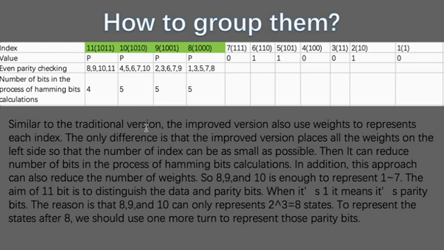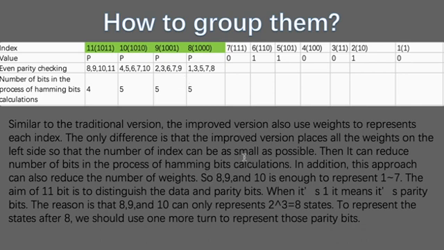Similar to the traditional version, the improved version also uses weights to represent each index. The only difference is that the improved version places all the weights on the left side so that the number of index can be as small as possible. It means 127 is used to store all the data, and the index can be as small as possible. In addition, this approach can also reduce the number of weights.